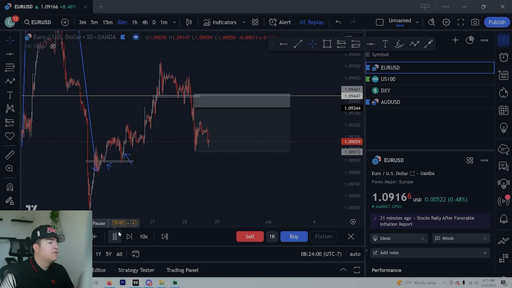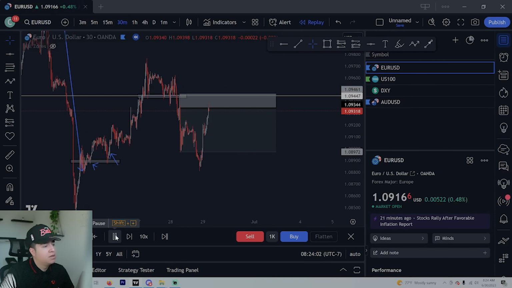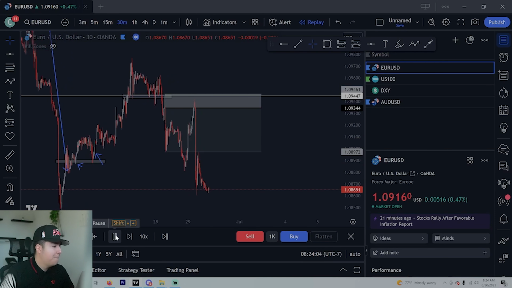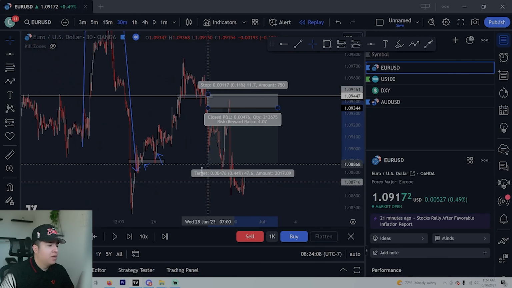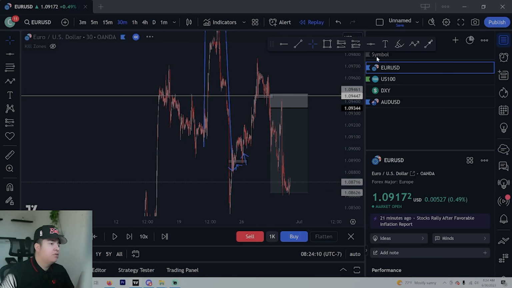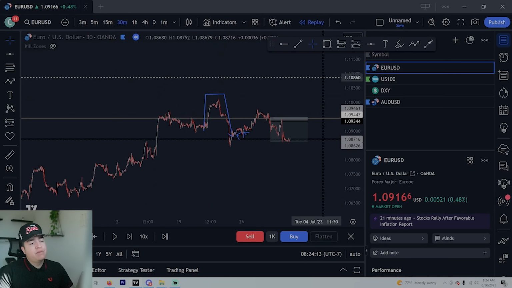And if we just fast forward it, let's see how it played out. Let's see the risk to reward you could have got, right? So now this was a huge drop. So that's probably some news. Yeah, it's 5:30. So that's probably some news. That's why you got that huge drop. But support and resistance does work, but supply and demand just works better.